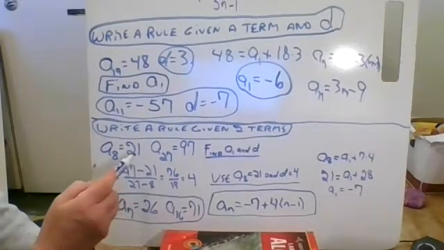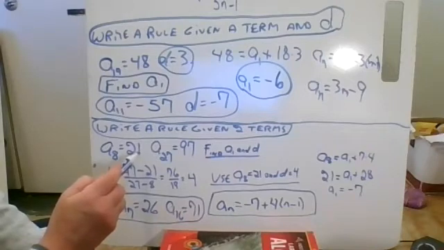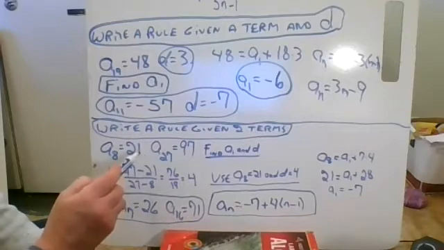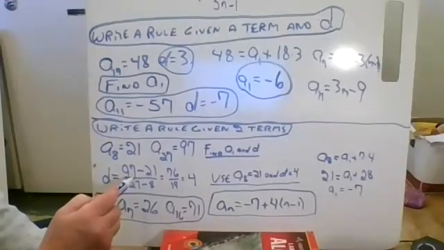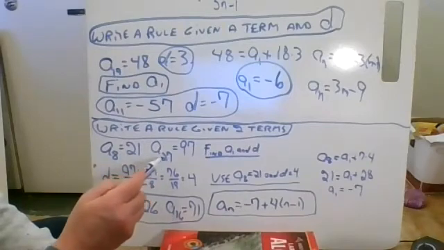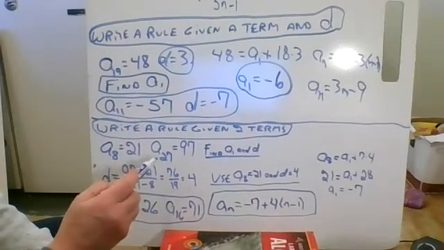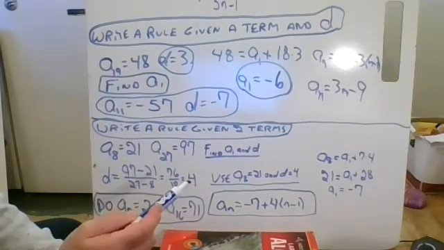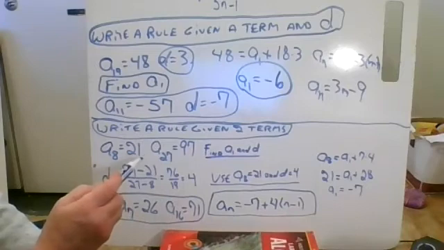Well, it turns out we can. If you understand how an arithmetic sequence works, we can easily find the d to start with. Now, the book actually doesn't do it this way. The book uses these two terms and comes up with two equations in two variables, a1 and d, and makes you solve a system. But here's an easier way to do it.